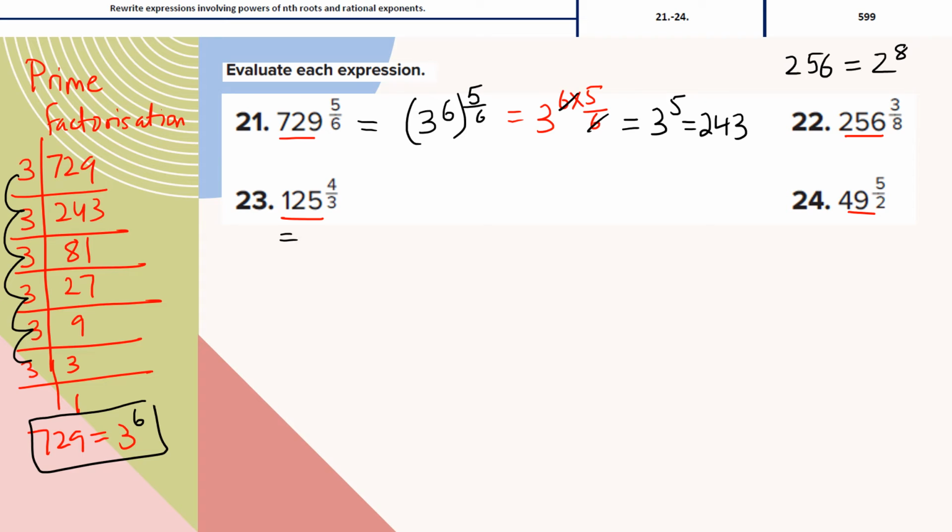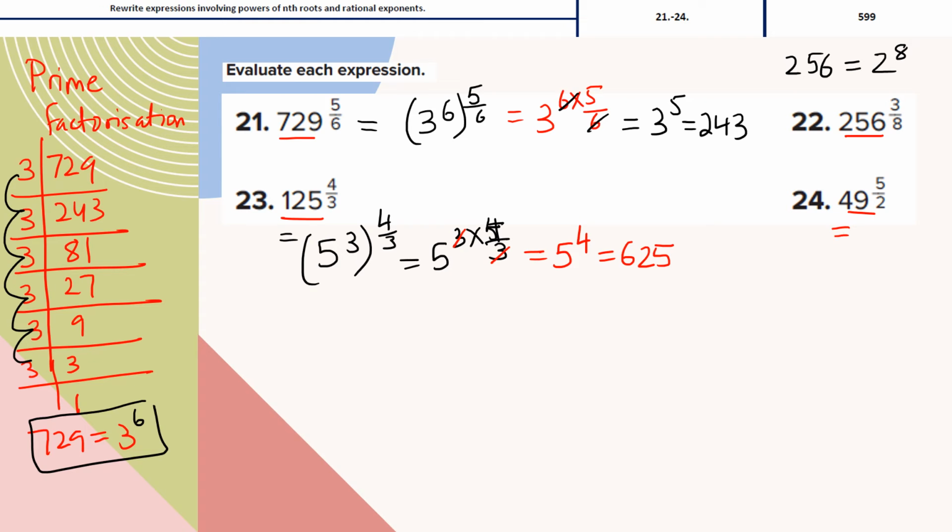Let's do this one. This is 5 cube to the power 4 by 3. In a similar way, the powers are multiplied, so 4 by 3. 3 and 3 get cancelled, so 5 to the power 4, which is going to be 625, is your answer.